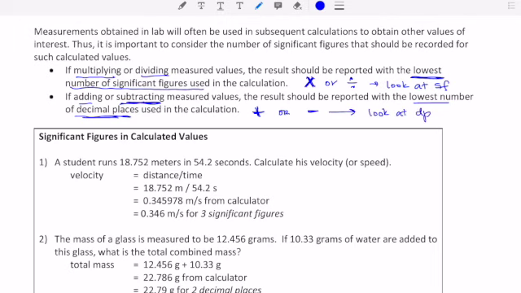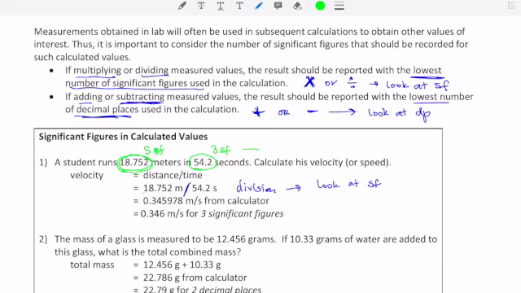So looking at these examples in the lab procedure, this is a calculation of velocity. The student runs this many meters in seconds, and this is a division. So for division, you're looking at sig figs, and the sig figs you need to look at are in the original number values that were used to calculate. So this is the calculated value with all those decimal places. But these original number values are this 18.752 that has 5 sig figs, those are all non-zero digits. And this 54.2, those are all non-zero digits, so that has 3 sig figs.